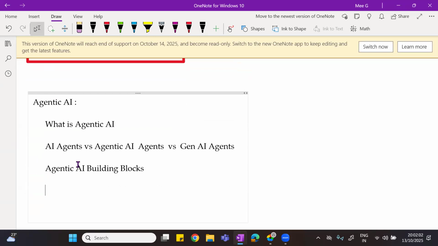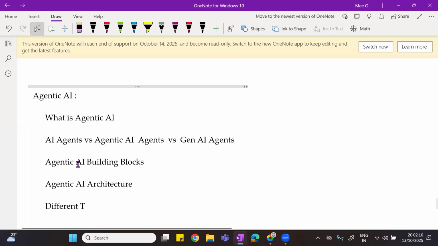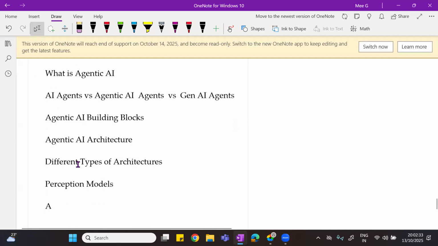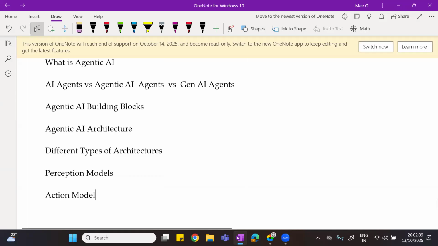There will be multiple workflows that we are going to learn over here. Now, agentic AI architecture, we are going to learn it, and different types of architectures. There are different architectures that we will be learning. Okay. And there is a perception module, and there is an action module, and we can say it as an action module. That would be one.